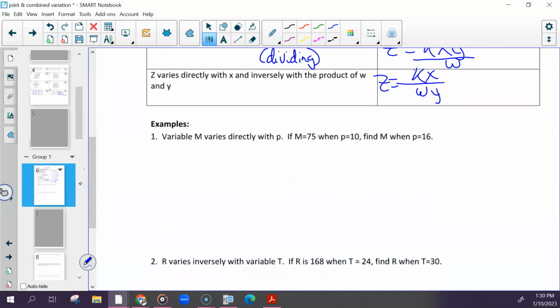We're going to go through some of these examples. Some of them will be very similar to what we've already done. Some will not. Some will have variables that change. So variable m varies directly with p. Here our m would be like our y. P would be like our x. We're not going to use y and x, but know that's what they would represent. How would we set up this equation?